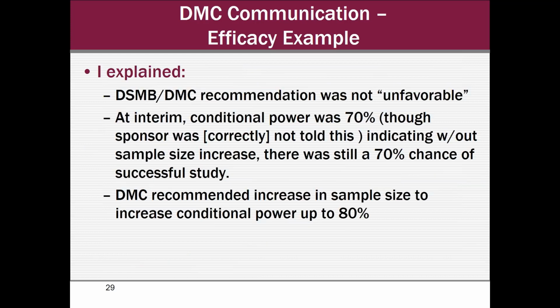So I explained to the sponsor, the DSMB asked you to increase the sample size. You couldn't. That just means you didn't have 80% power for a successful result. But guess what? You still had 70% power for a successful result. So you still had a good chance of a successful result, and that chance came through under the trends that the DMC saw in the interim data.